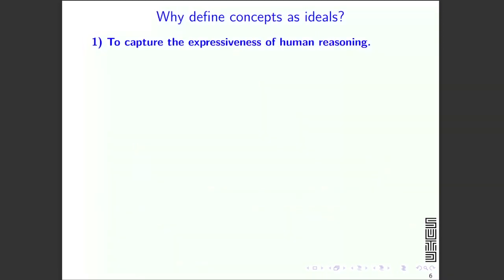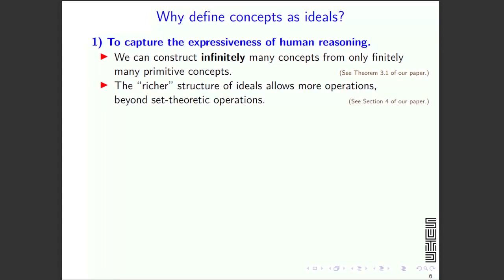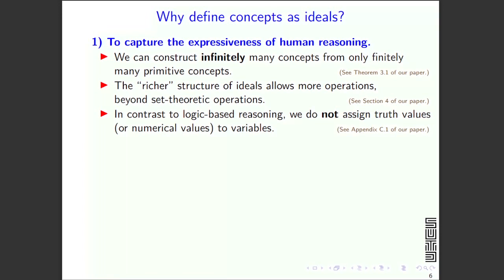There are multiple good reasons why we define concepts as ideals. First of all, we want to capture the expressiveness of human reasoning. For humans, we can generate infinitely many concepts from finitely many primitive concepts. Algebraically, this is made possible because of the richer structure of ideals that allows for more operations beyond those from set theory. Also, in contrast to logic-based reasoning, we do not assign truth values or any numerical values to variables. This means we can reason with concepts that do not naturally have associated numerical values.